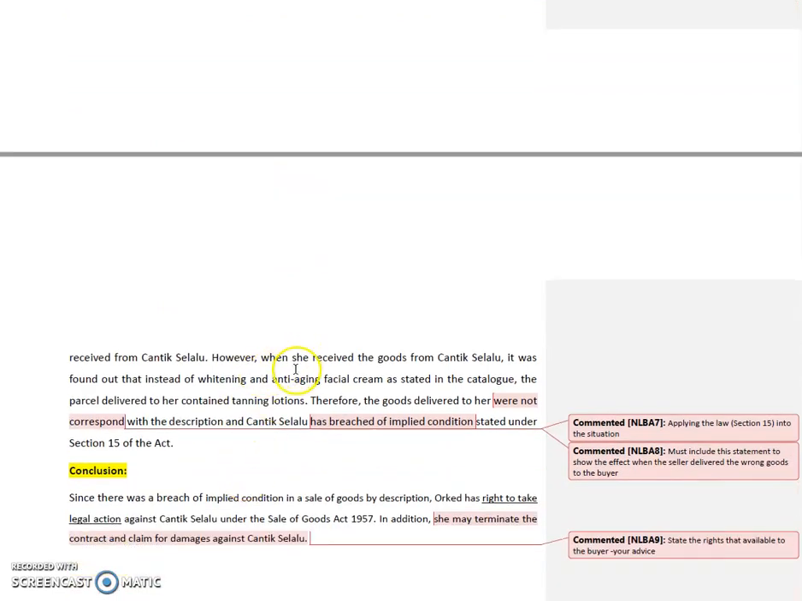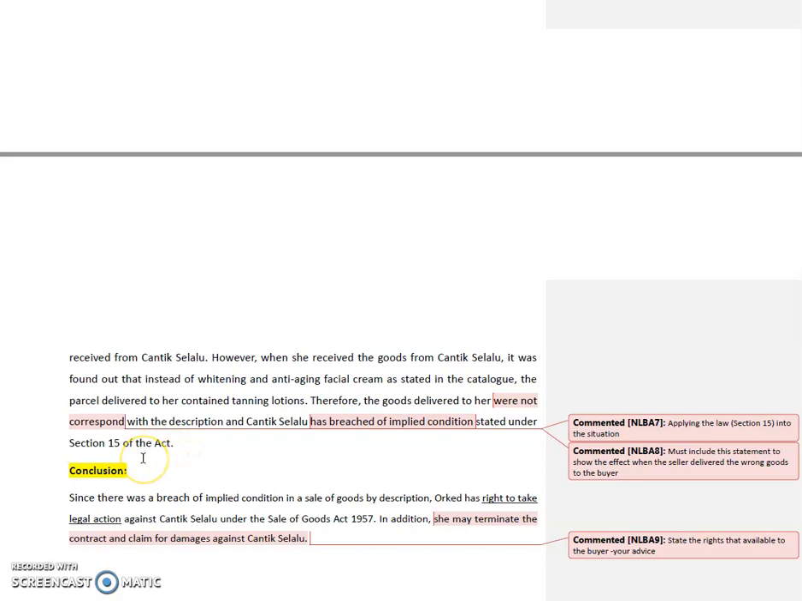Okay. However, when she received the goods from Cantik Selalu, it was found out that instead of whitening and anti-aging facial cream as stated in the catalogue, the parcel received contained lotion. So she received different products. Okay, so here your argument. The goods delivered to her do not correspond with the descriptions, and Cantik Selalu has breached implied conditions stated under section 15 of the Act.